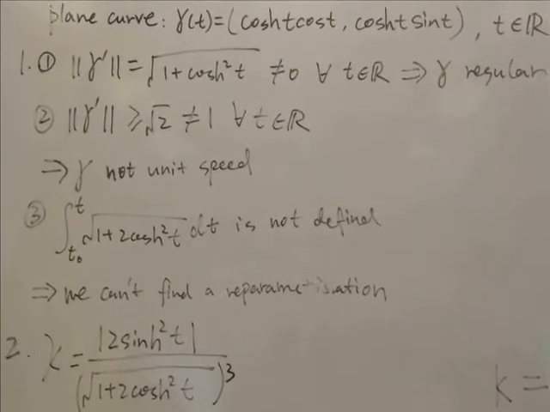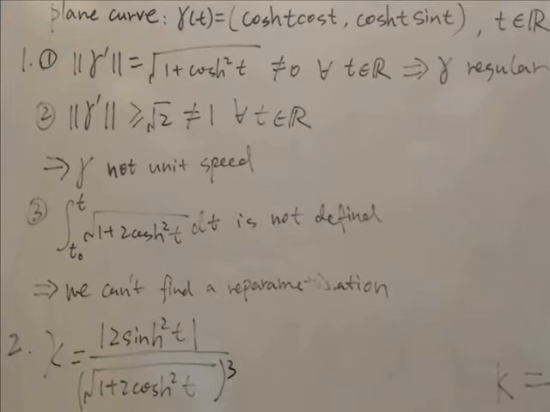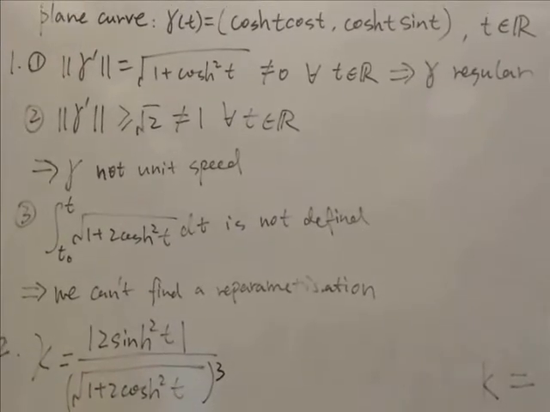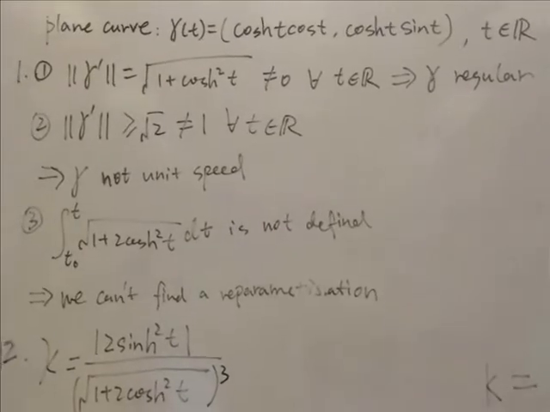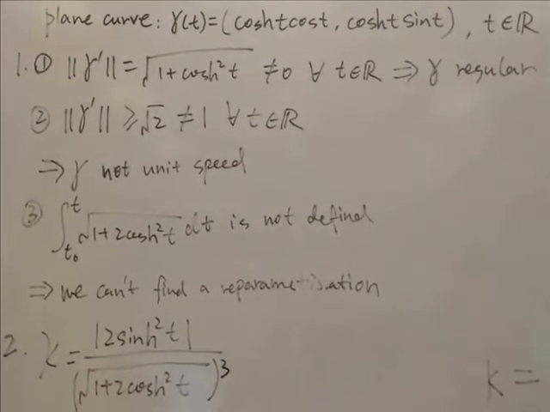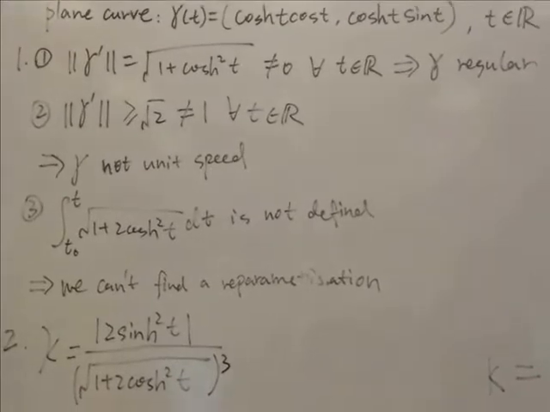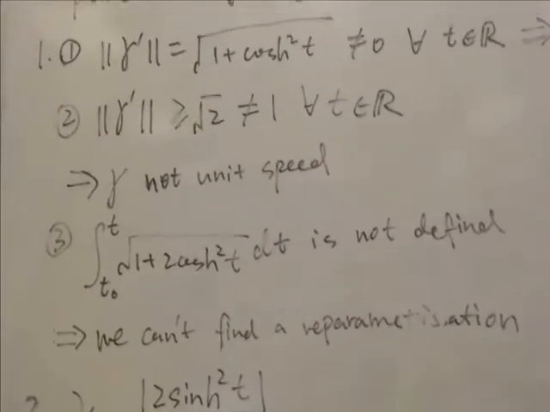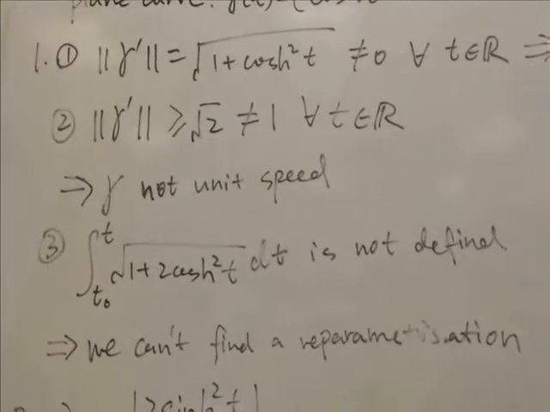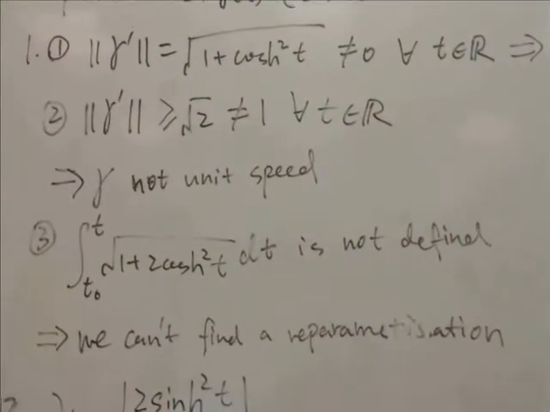A curve is called regular if the first derivative of gamma is not equal to 0 for all t. Otherwise, it is called singular. And if a curve is a unit speed curve, then the length of the first derivative of gamma is equal to 1. According to our calculation here, this plane curve is a regular curve, but not a unit speed curve.